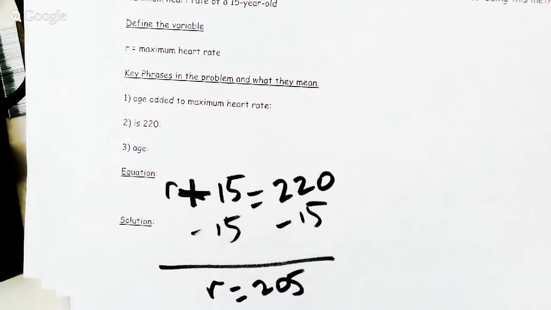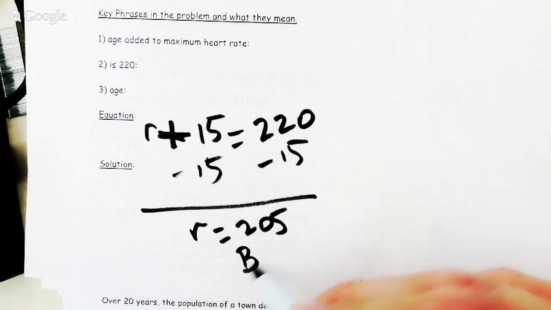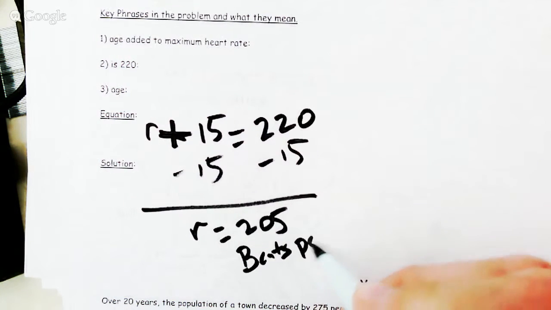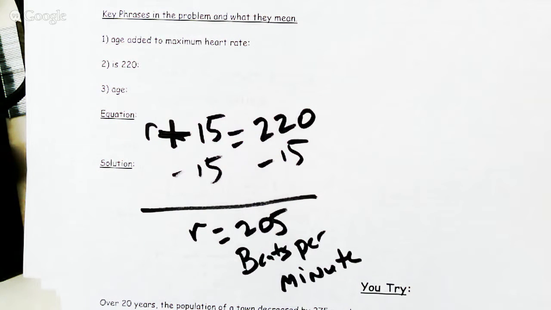What's the units on that? Because now we're real life. We got to put units. What's the units? Age or heart or beats per minute? Beats per minute. Okay. That's the maximum. That's like as high as it could get.